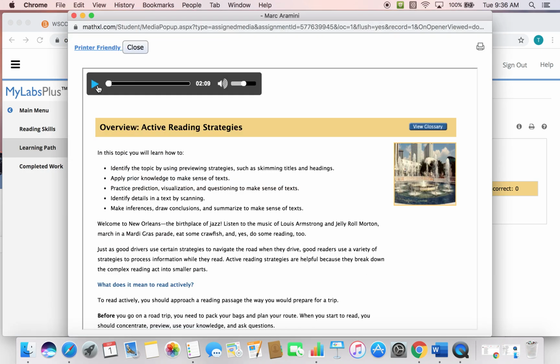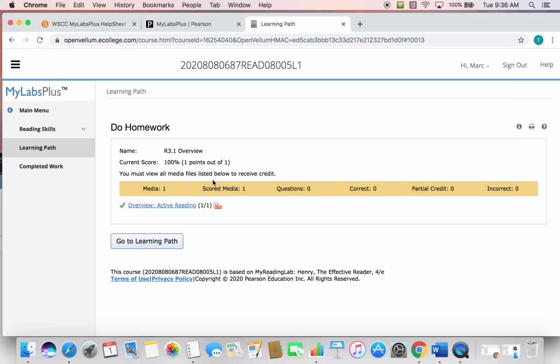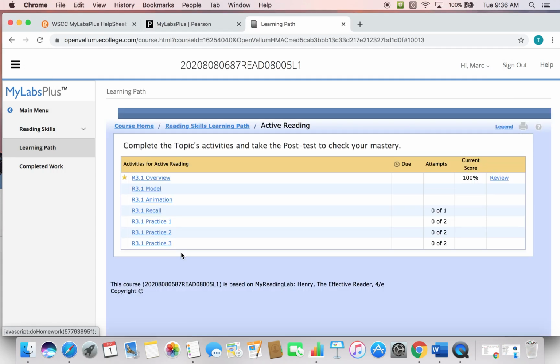You don't have to hit play, but you can if you want to, and it'll read through it for you there. Some of them you have to click forward. So now remember, there's two components to the grade as I went through in class. The recall section that gives you one chance, and then practice 1, 2, and 3.